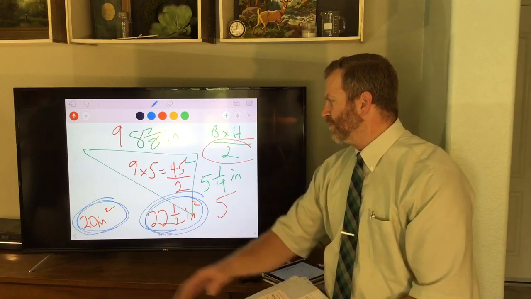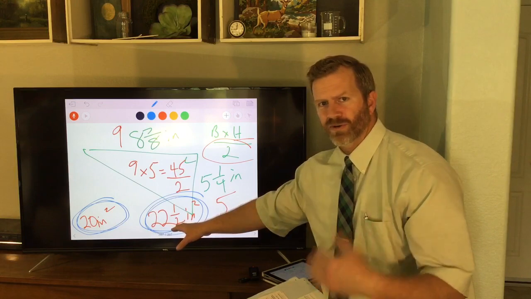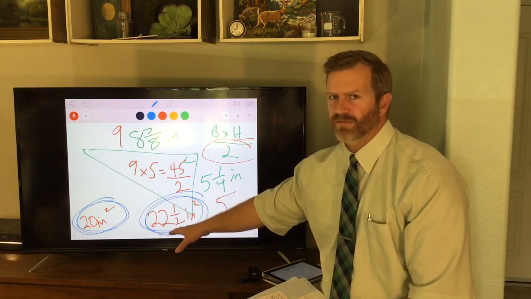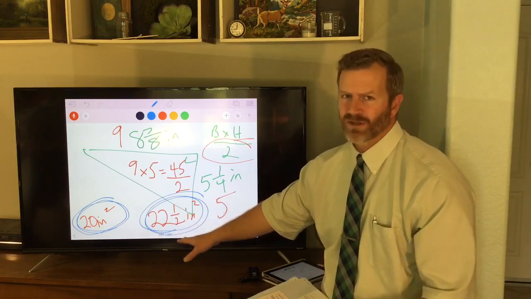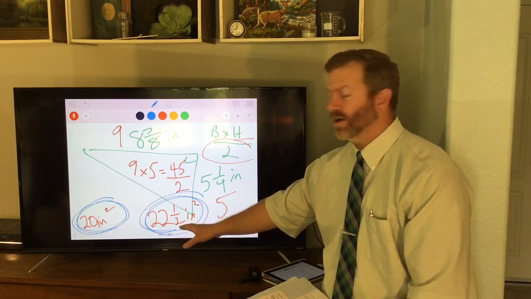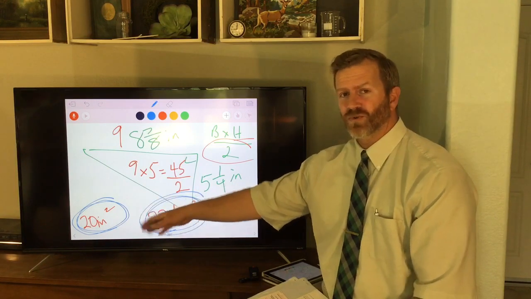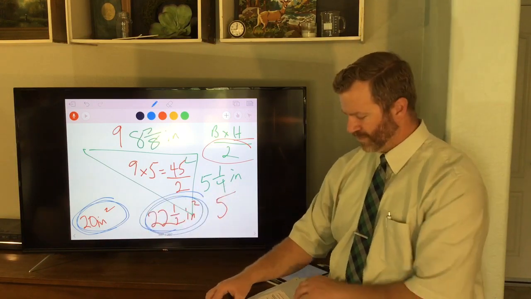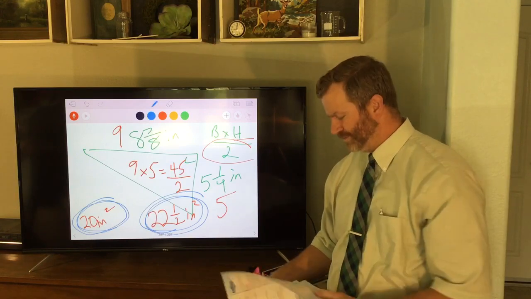Now, if we ended up with like 30, yeah, she didn't do a good job. If we ended up at 50, didn't do a good job. We end up at 10, didn't do a good job estimating. So 22 and a half versus 20, we'll give it to her. Sweet, let's go ahead and turn the page.